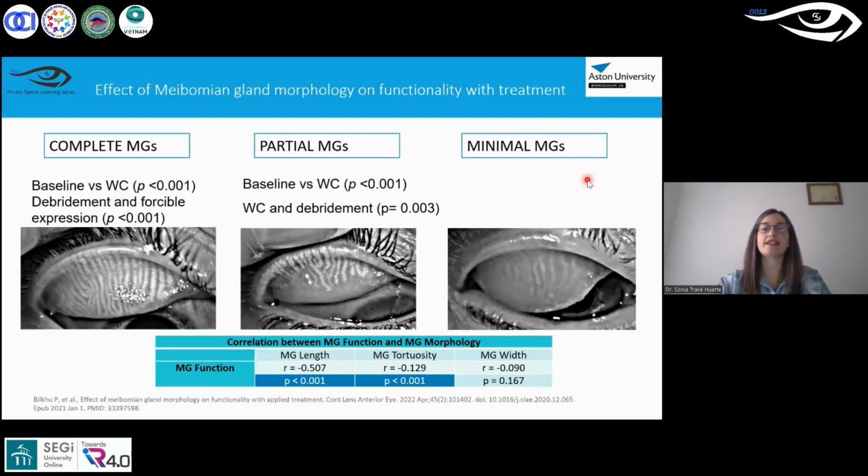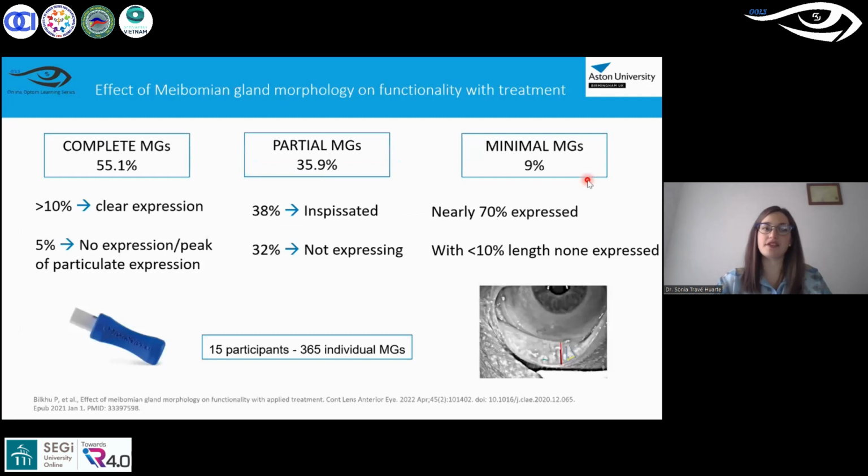And the other thing is, we've realized that there's a correlation with the length. So the longer the gland is, the better the outcome of those oils coming up. And also with the tortuosity, the more tortuous, the less good those oils are when they come out.